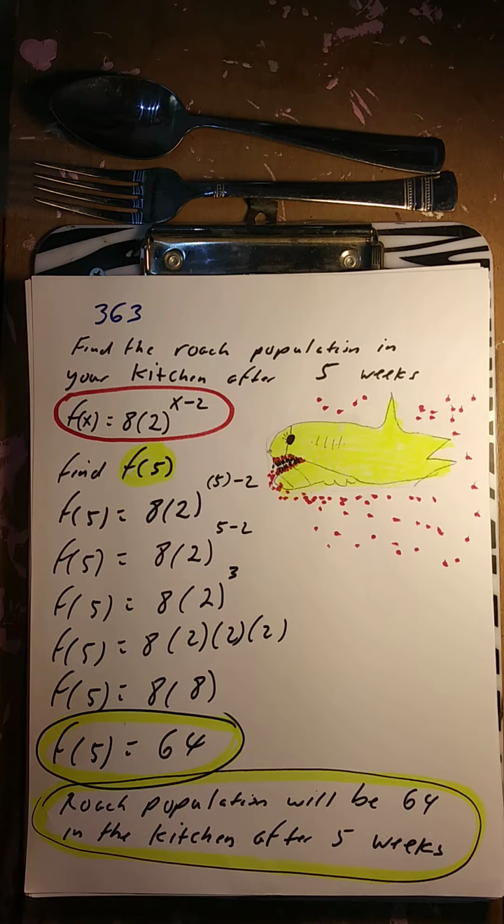Alright. Holy cow. Find the roach population in your kitchen after 5 weeks. You don't know they're there, but they're there, hiding somewhere. They're ninja guys. So, that's what happens.